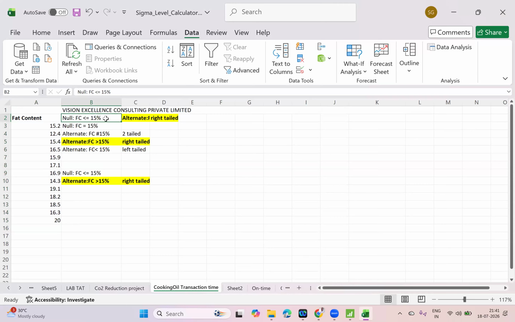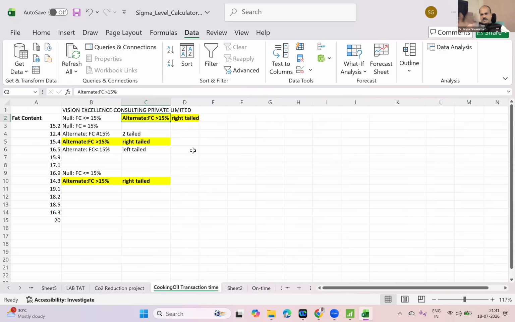Can you see my cursor on the null hypothesis? Yes, sir. Null: fat content less than or equal to 15%. That is your null. Then what will be your alternate? Fat content more than 15%. That is your alternate, right? And this is a right-tailed test. All of you please note.